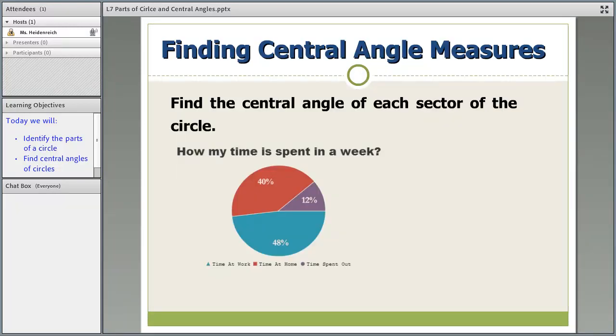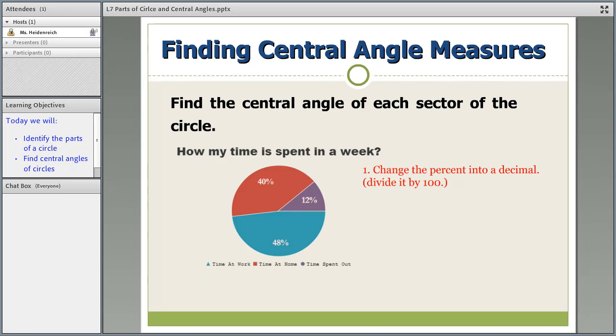Okay, so now we're going to look at sectors. So you have to keep in mind that a full circle is 360 degrees. That's one of the most important facts to help you with these types of problems. So this is a pie graph of how someone's time is spent in a week. So we've got time at work being 48%, time at home being 40%, and time spent out being 12%.